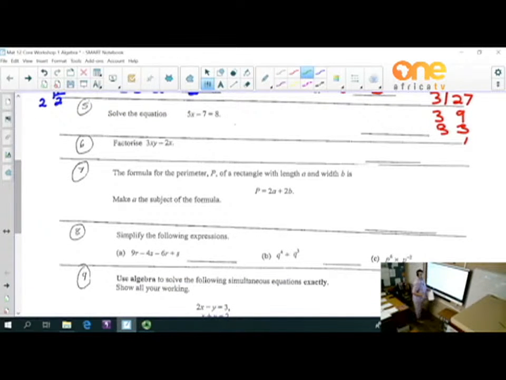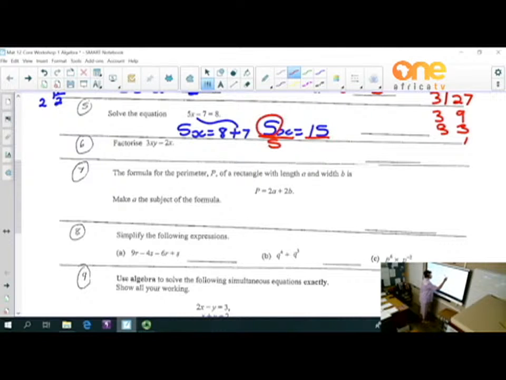Question 5, solve the equation. It's again an equation that we're going to solve here. So it is 5x. I need to take the number values to the right-hand side. If I take it over, I change the sign. So 5x is equal to 15. And now we divide with a coefficient. You divide with a coefficient, and x is equal to 3.